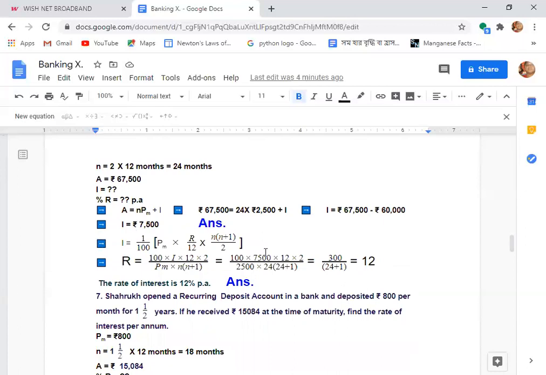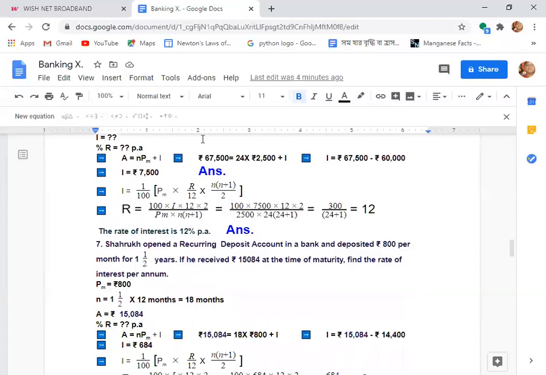Hope you understand. If you don't understand this, go to the previous sums, do it your own way, see the video, do it and clear the concept.